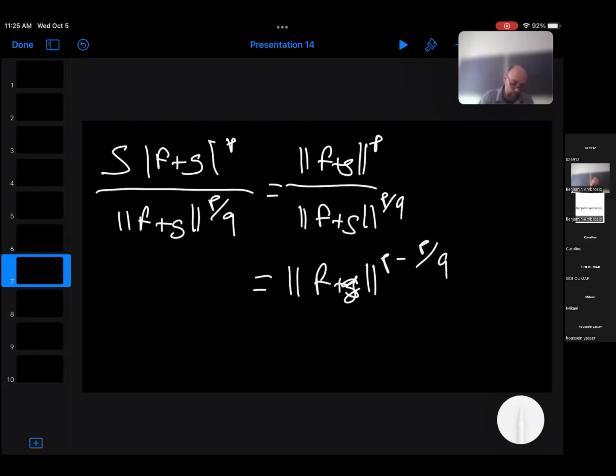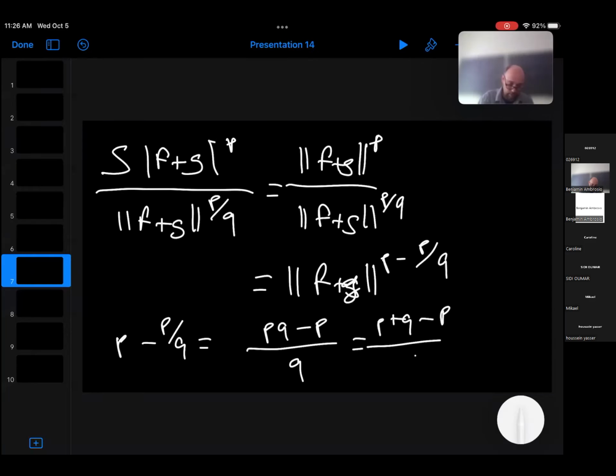So let's do this computation. P minus p divided by q is p times q minus p divided by q, and this is p plus q minus p divided by q, and this is 1. And I forgot, this is a p, right? This is the norm in p. There's p always. So that's done, because this is exactly the norm of f plus g in p.